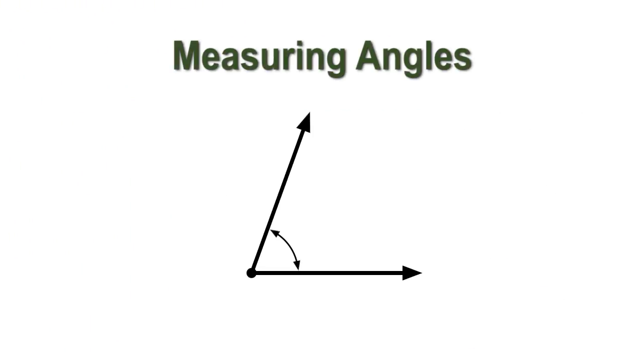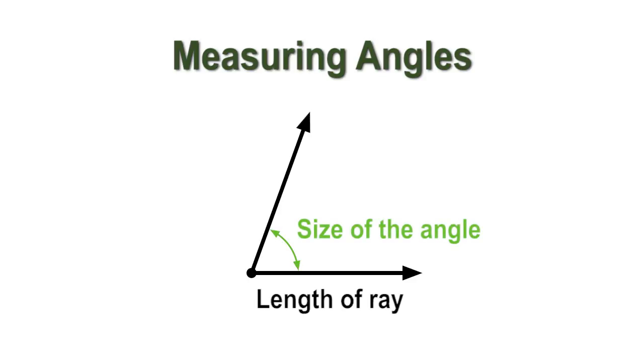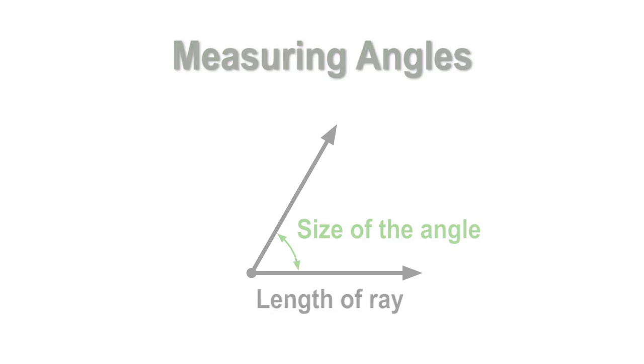In order for students to be successful measuring angles, they must first distinguish the size of the angle from the length of its rays. The size of the angle is dependent on the amount of turn from one ray to another to create the angle, not the length of its rays.